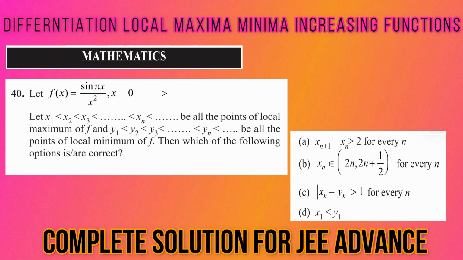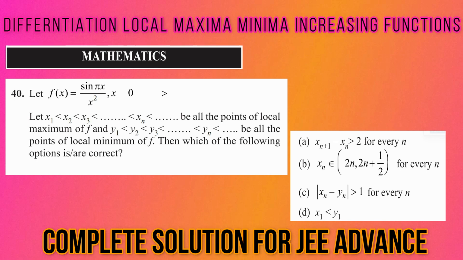Similarly, the condition is given for the points y1 to yn. It says y1 < y2 < ... < yn, and these points all come from local minima. So these two conditions are given in our question, and then we have to figure out which of the four options is correct. Since it is a multiple correct question, one or more than one option may be true.